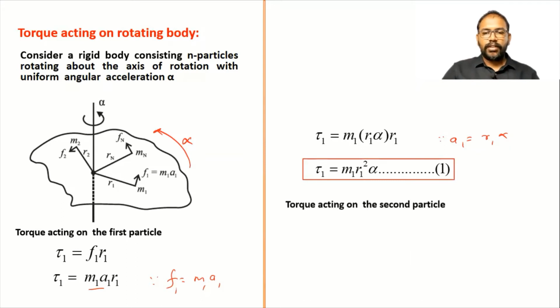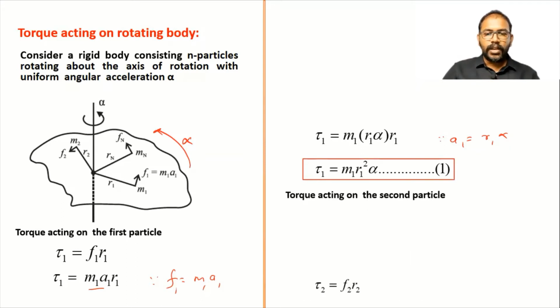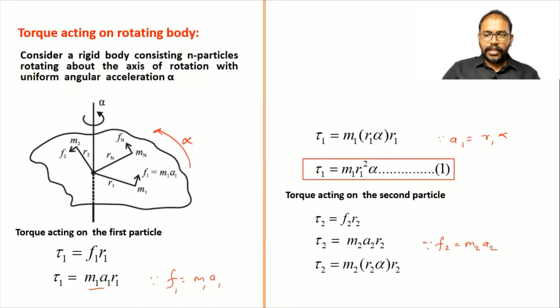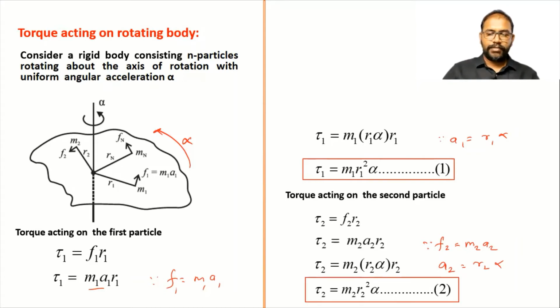Similarly, the torque acting on the second particle, torque 2, is equal to F2 r2. Now here F2 we can substitute m2 a2. Then again a2 is r2 alpha. After substituting that and solving this, we get the torque acting on the second particle, and it is m2 r2 square alpha.